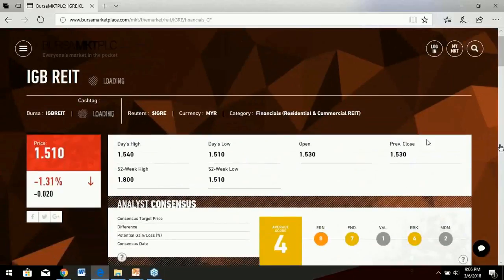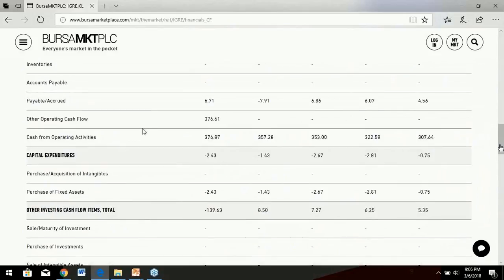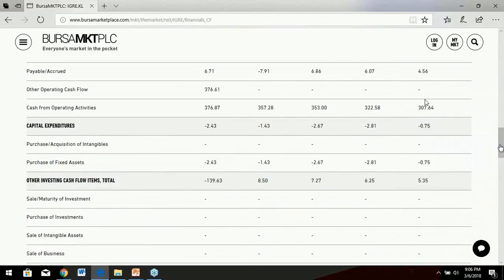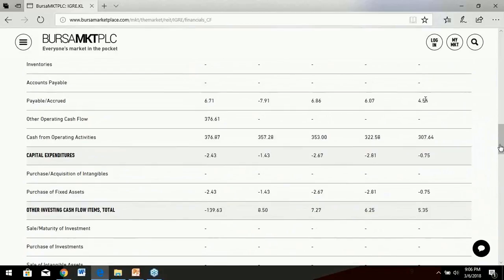Okay, cash flow, you look at this one. This is the key thing, cash from operating activities. If a company shows you this, like IGB REIT shows you 307, 322, everything is a positive figure. Congratulations. This kind of company has generated good income, positive cash flow, and therefore it has the means to pay you dividends. And because it's on a consistent basis, your dividend income can be more consistent. So this is actually a very good indicator. This is information number 4, and we have cleared that.